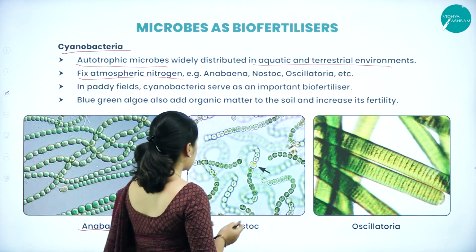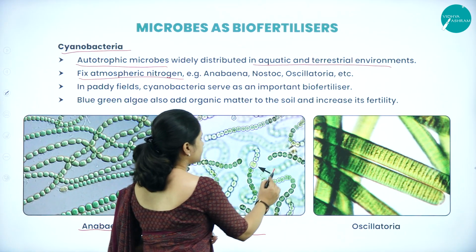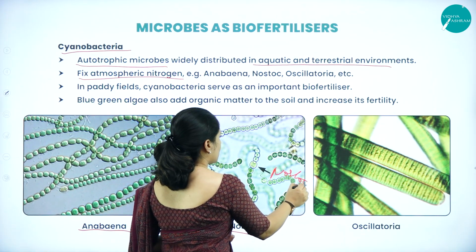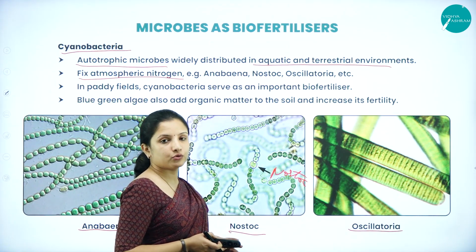For example, we have Anabaena, then there is Nostoc. So this is Nostoc. So we have Nostoc, then there is Oscillatoria. Oscillatoria is also a blue-green algae.